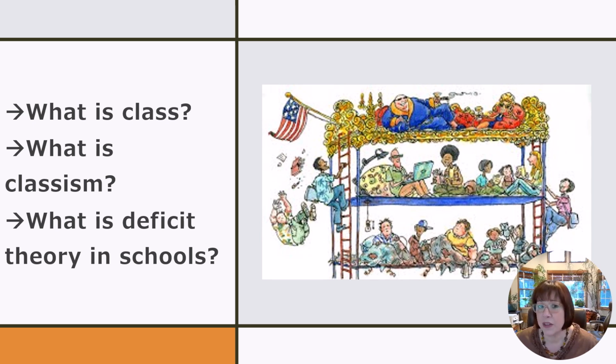What is deficit theory in schools? Deficit theory in education refers to viewing students primarily in terms of what they lack, rather than recognizing their strengths. This mindset is fueled by persistent stereotypes and fails to account for structural issues like unequal access to quality education. The emphasis is on changing individuals instead of addressing broader economic inequities.